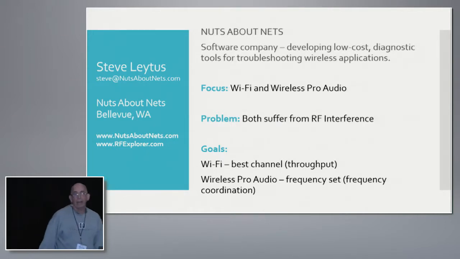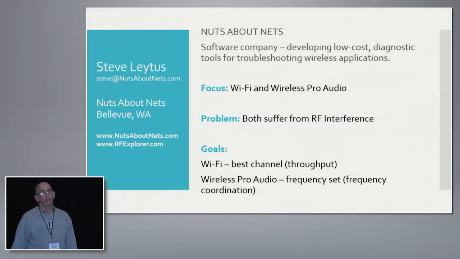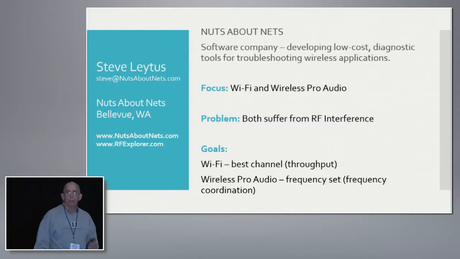In the case of Wi-Fi, usually the goal is to find the channel with the best throughput. And in the case of wireless pro audio, in a live event, the audio engineer has to assign a channel to all the wireless transmitters, the wireless microphones, and also the in-ear receivers. In the wireless pro audio field, what a spectrum analyzer helps you do is create a frequency set that's then used to assign channels or frequencies to all the wireless audio gear.